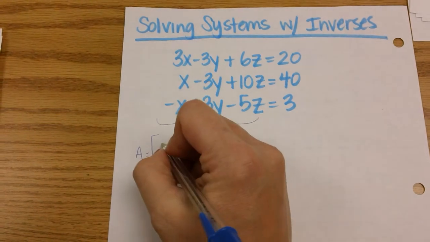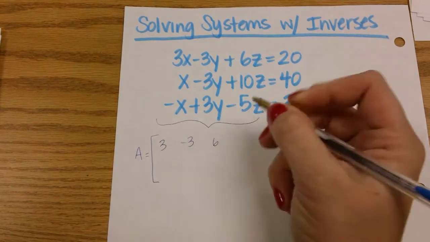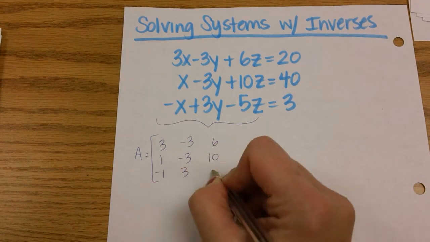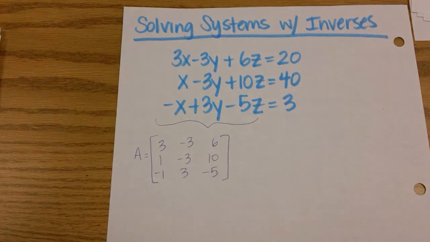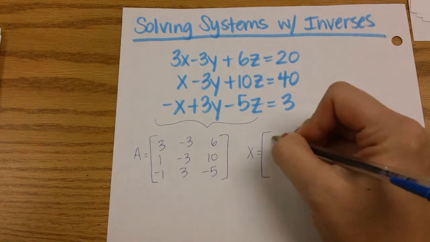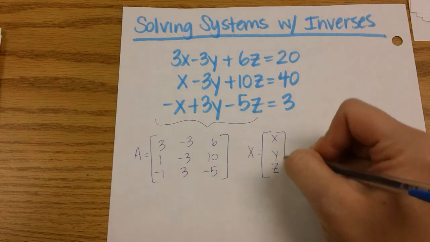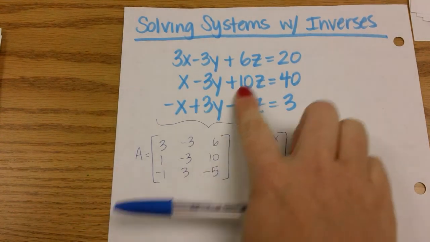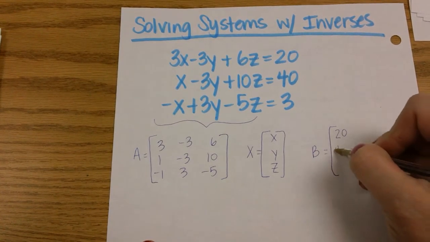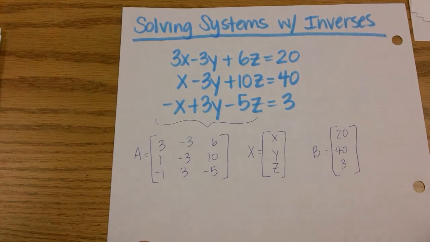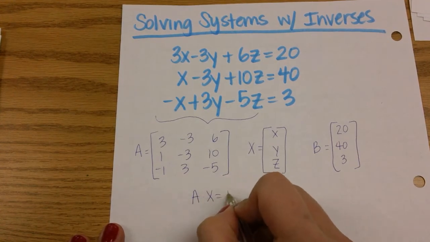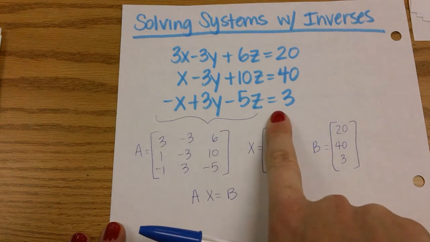So we have 3, -3, and 6. We have 1, -3, and 10. And then we have -1, 3, and -5. Okay, and then our x matrix is going to be x, y, and z. Basically if I took A times X, I'm going to get this. And then we'll make our answers be matrix B, which is 20, 40, and 3. Okay, so if I wanted to rewrite this, I would have A times X equals B. This is going to give me the same system that I have up here.